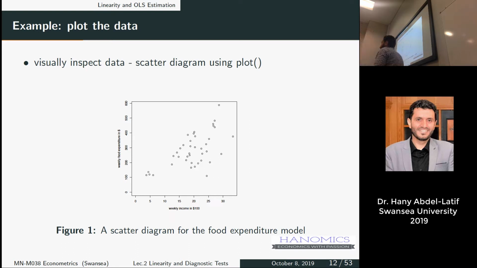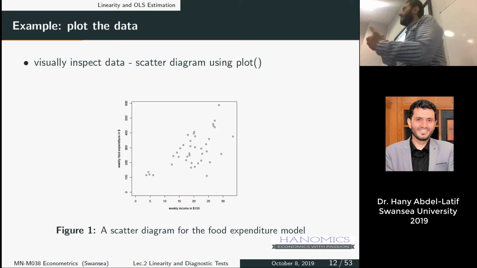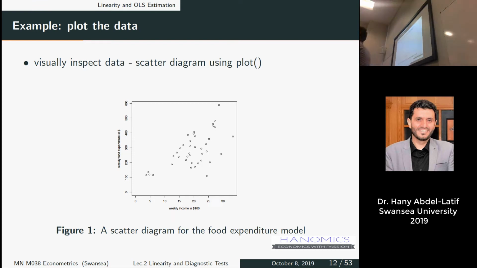It's positive, yeah? So that means when your income increases, you probably will spend more on food. Can we say it the other way around? Can we say when you spend more on food, you will receive more income? So can the causality go the other way? Did we talk about this last lecture? Remember? Yes, we talked about causality.